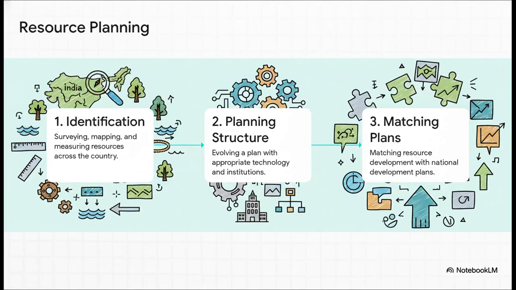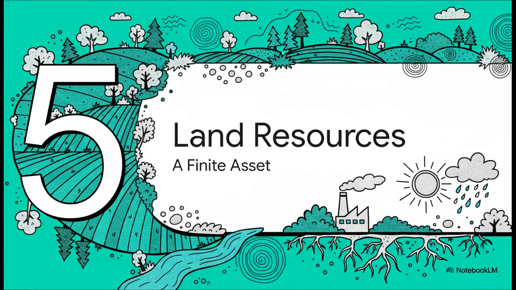So, how is this done? Well, resource planning in India is a complex process with 3 key stages. The first is identification and inventory, which means surveying, mapping, and measuring the resources. The second is to evolve a planning structure with the right technology and institutions. And the third, very crucial step, is matching these resource development plans with our overall national development plans. Thus, balanced resource planning is absolutely essential in India to overcome this uneven distribution and make sure there's development for all.